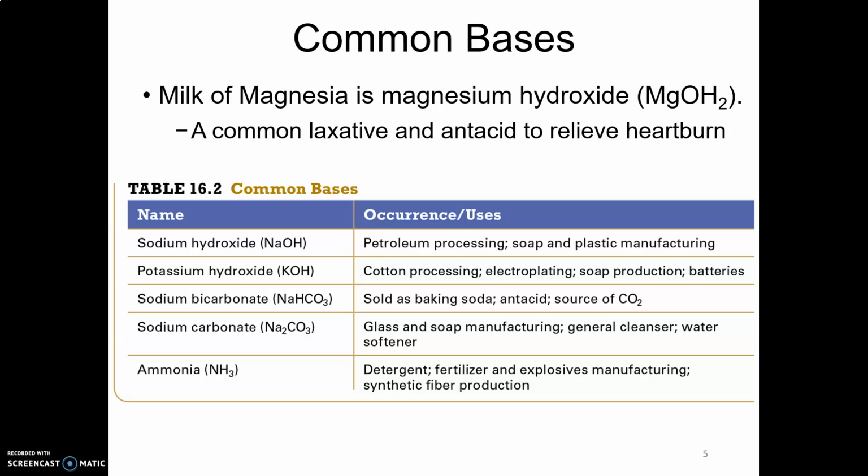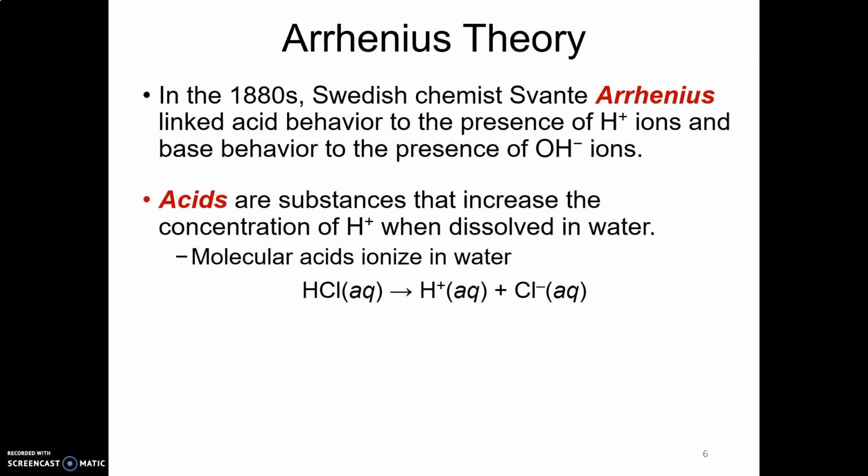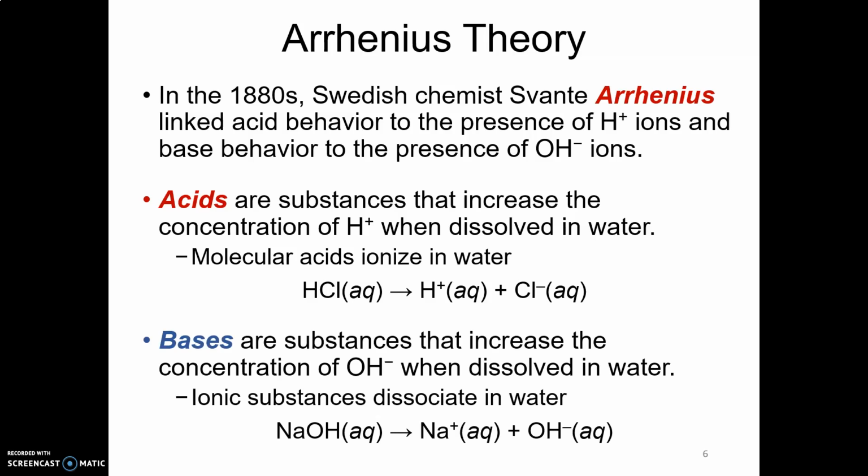Okay? So we talked about one theory of acids and bases last semester, and that theory was the Arrhenius theory, right? This is the same guy who popped up in chapter 14, right? Arrhenius. He was able to link the behavior of protons and hydroxide ions to acid and base behavior, right? So he defines acids as things that increase the concentration of protons when dissolved in water. And bases are things that increase the concentration of hydroxide ions when dissolved in water.